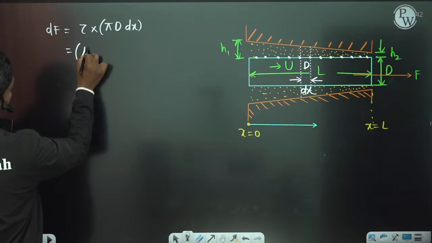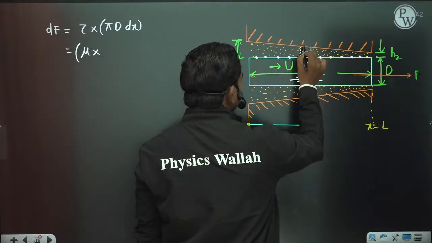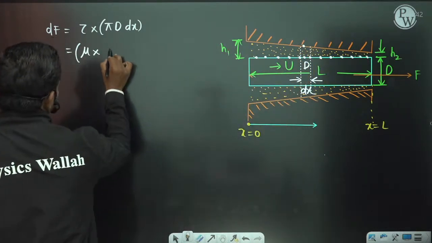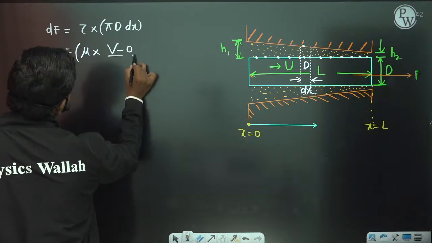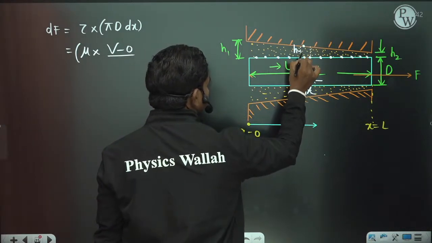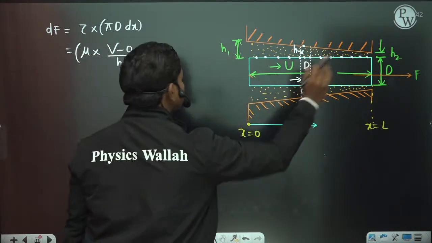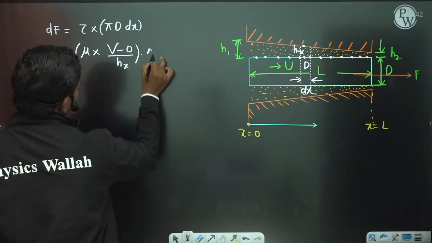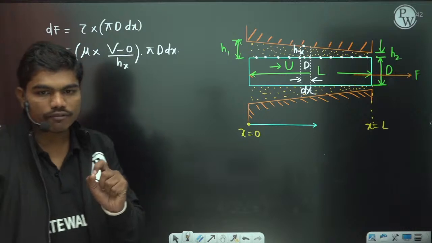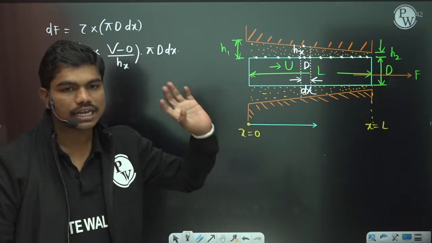So if you see, pi d into dx, so what is tau? Tau is nothing but mu into velocity gradient. At this section, here the velocity is 0, here the velocity is capital U. So velocity gradient is U minus 0 divided by the clearance at this section, let us say h(x), for example. h(x) is some function which is changing. So mu U by h(x) times pi d dx. Now, if you are capable of writing this h(x) in terms of h1, h2, x and all these things, we can do the integration.